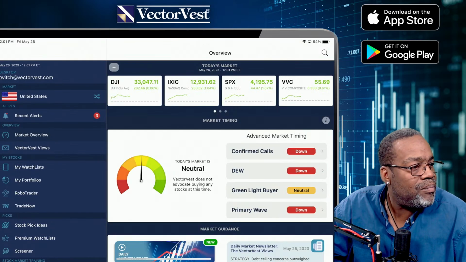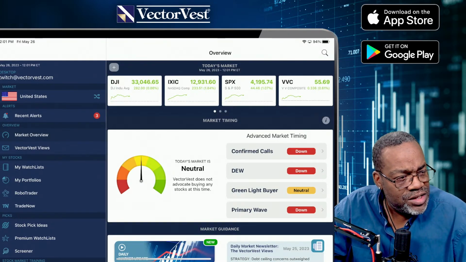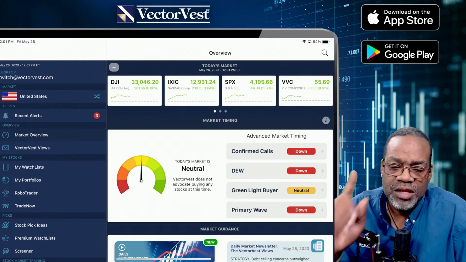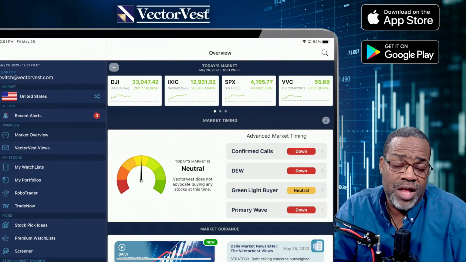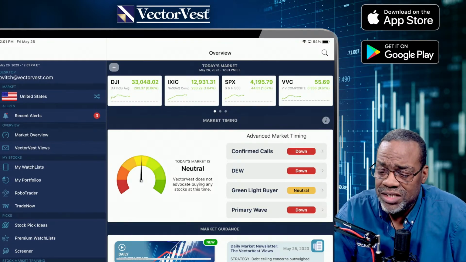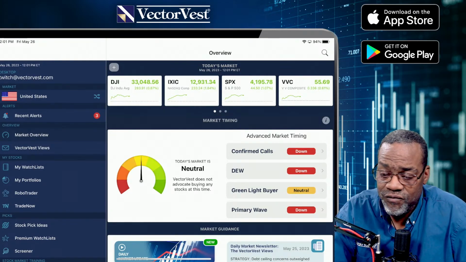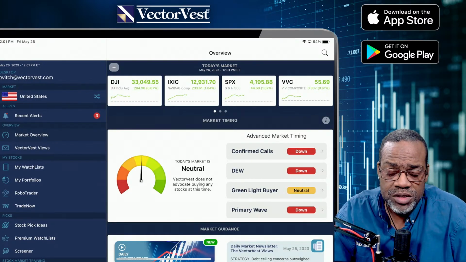We got about 41 people. They're good. Let's get this bumped up as much as we can, because there's a lot of VectorVest subscribers that don't realize that they have access to the mobile app for free. If you're a subscriber to the VectorVest software, you have the mobile app for free.